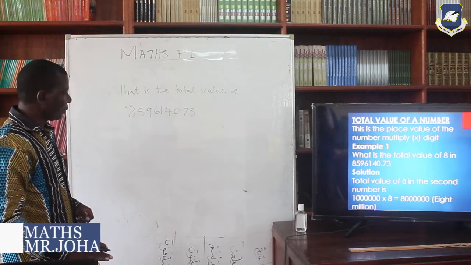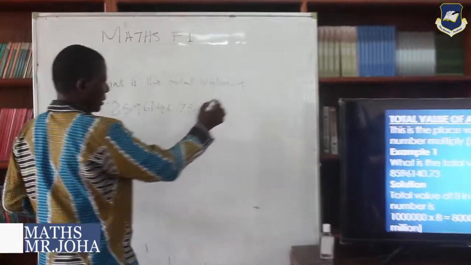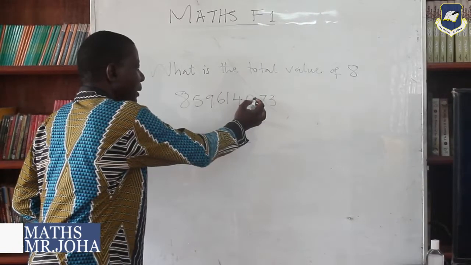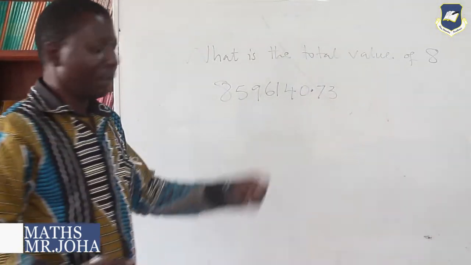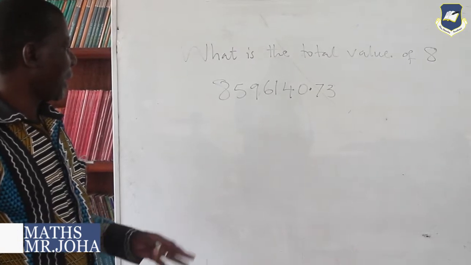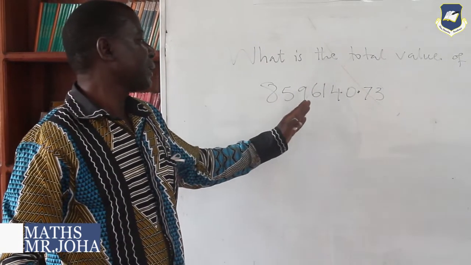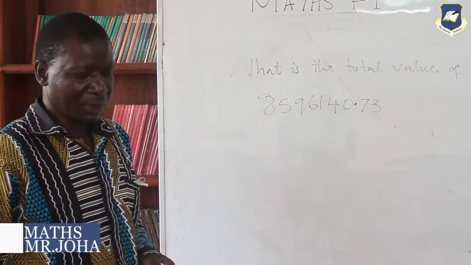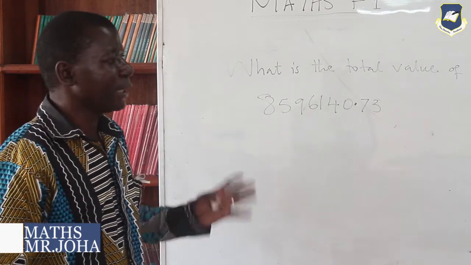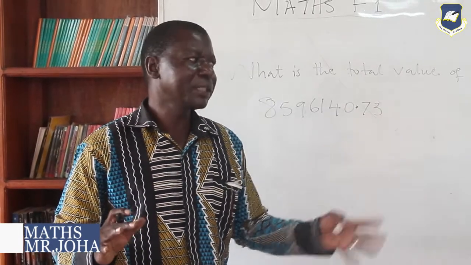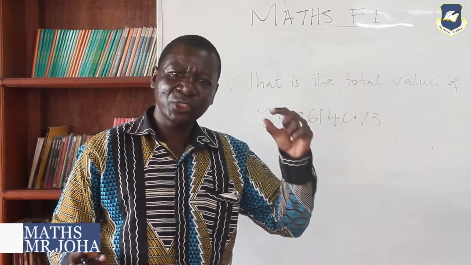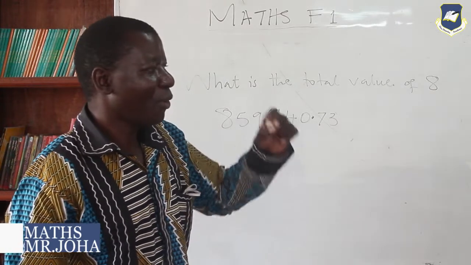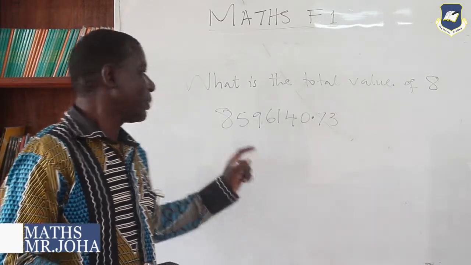What is the total value of 8 in this number, 8,596,140.73? We have said that to get the total value, you simply multiply the digit whose total value you want by the place value of that digit, where exactly it appears in the number.